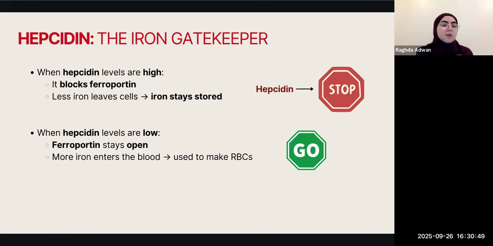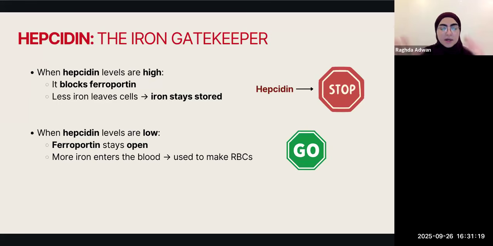However, when hepcidin levels are low, there's not going to be a lock on the ferroportin. Ferroportin is going to stay open, which means iron can keep entering the blood. It can be absorbed from our intestines, and it can bring us back to normal levels if we don't have enough iron. So hepcidin is high when we have enough iron. We don't need more. We need to keep it in the stores, or we need to stop absorbing it. That's when hepcidin levels are high, so it can stop this process of increasing iron.